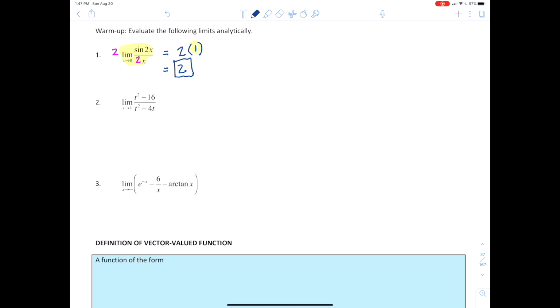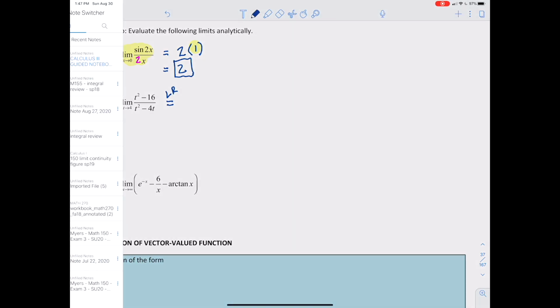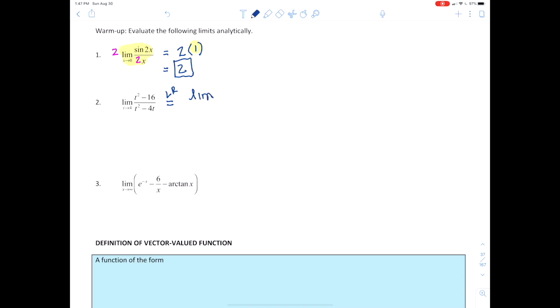So, cool so far? All right, let's take a look at this one. If we plug in 4, you'll get 0 over 0. It'll be indeterminate. Since we do have 0 over 0, which is indeterminate, why don't we go ahead and use L'Hopital's rule. So L'Hopital's rule basically says if you get a certain type of indeterminate form, 0 over 0, plus or minus infinity over plus or minus infinity, then this limit is going to be equivalent to the limit of the derivatives in the numerator and denominator.